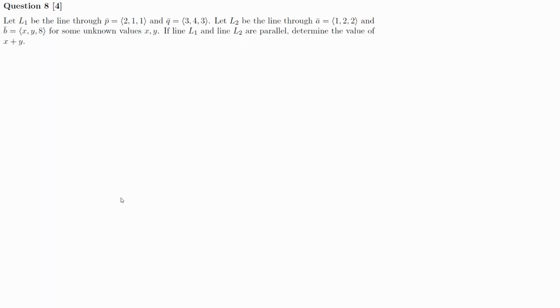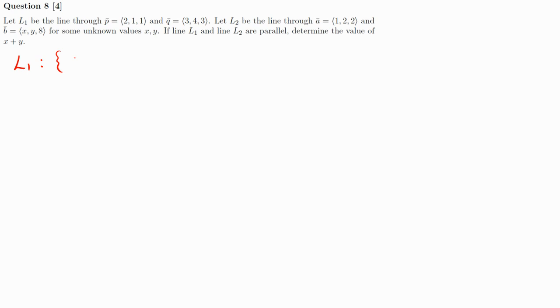Perfect. So now let's go to question 8. Question 8 actually asks us, let L1 be a line through P and Q. Let L2 be a line through A and B. For some unknown values X and Y, if line L1 and line L2 are parallel, determine the value of X plus Y. Okay, so now L1, let's quickly define how that looks.